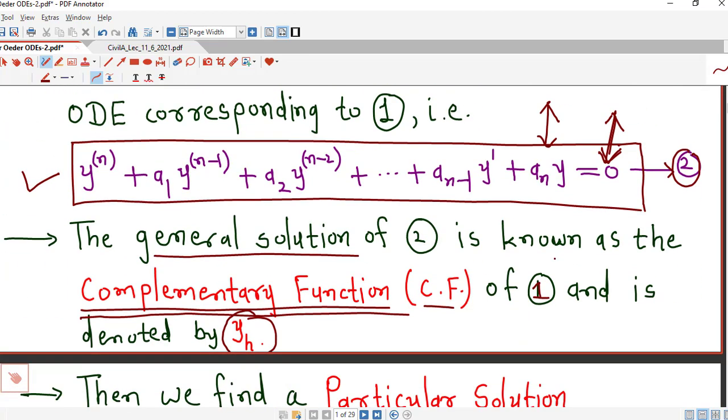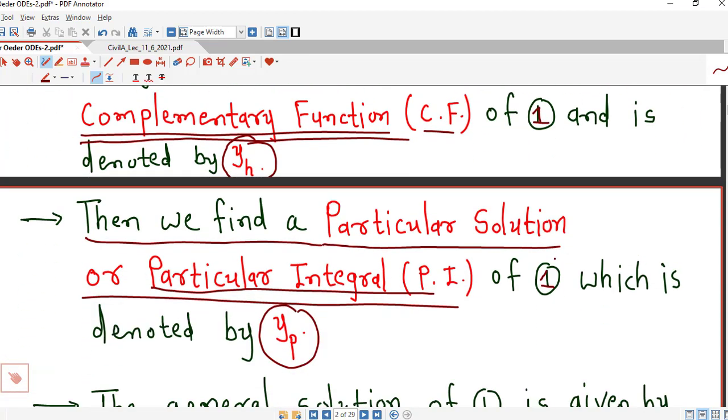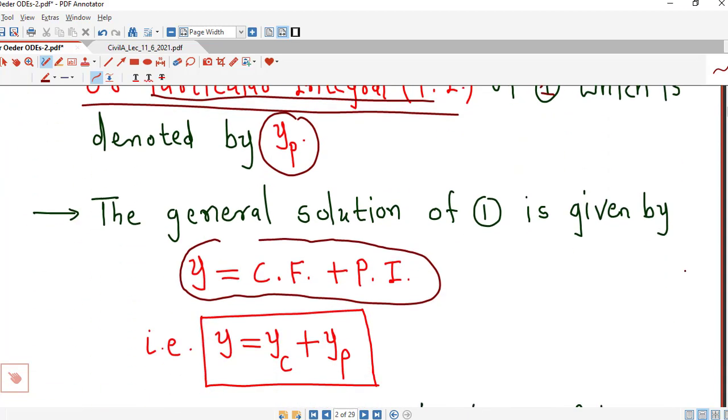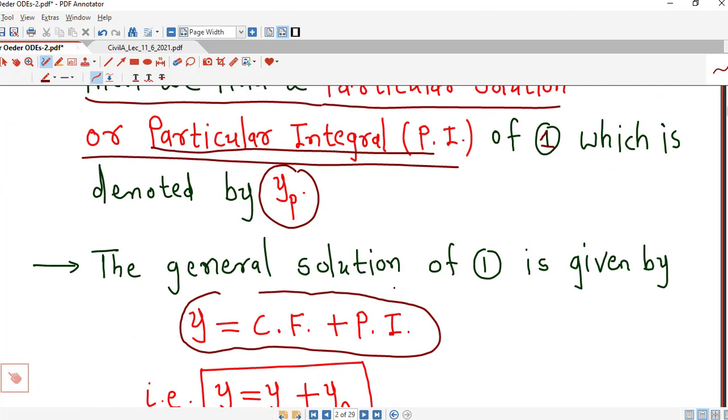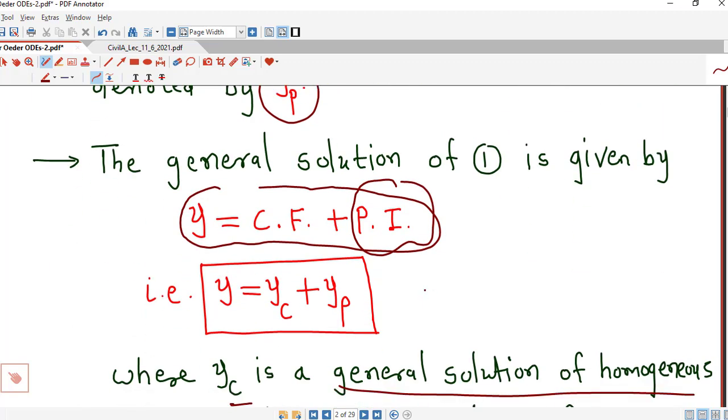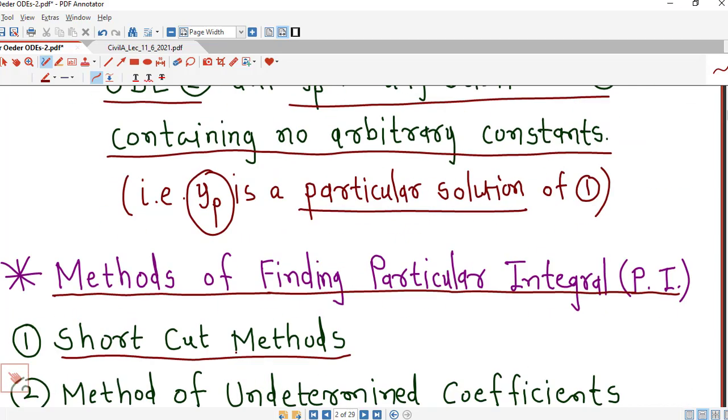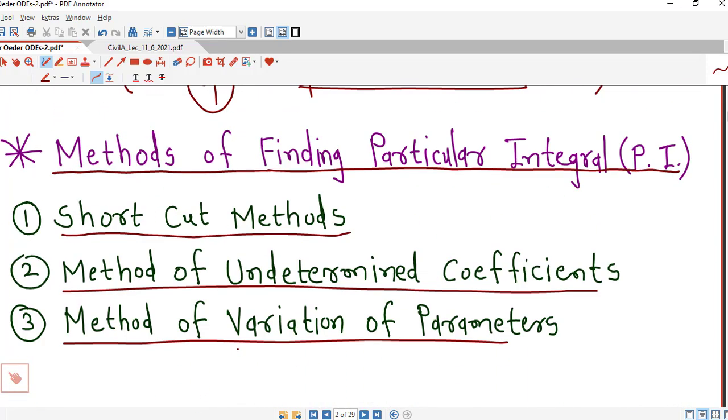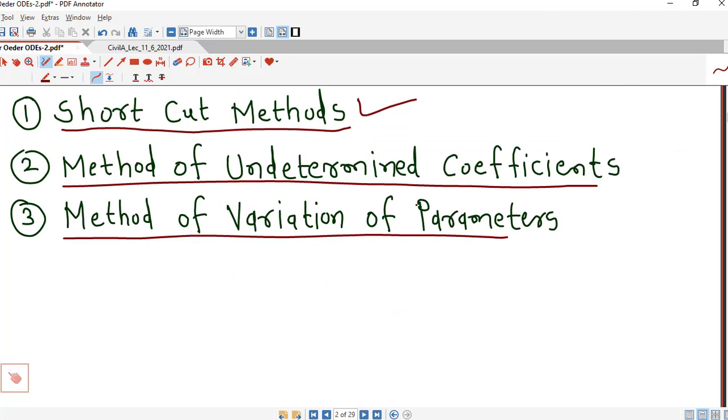After that we will find out one particular solution or particular integral of given equation. So to find out particular integral we are discussing different methods, and the general solution of given differential equation is nothing but sum of complementary function and particular integral. So today we are going to start with shortcut methods of finding particular integral, then we will go for these two methods one by one.